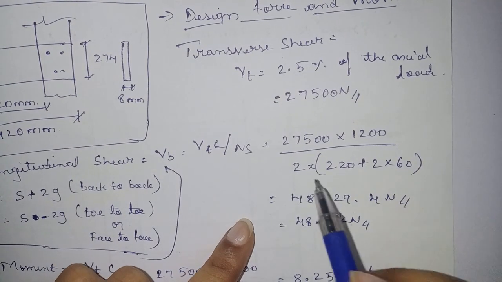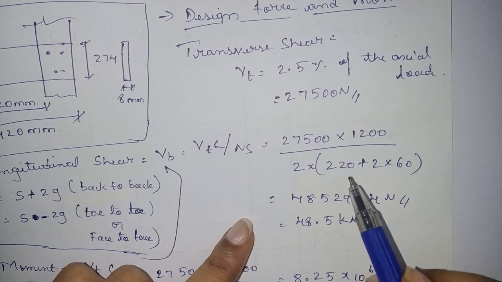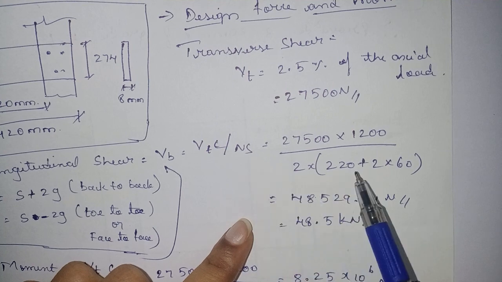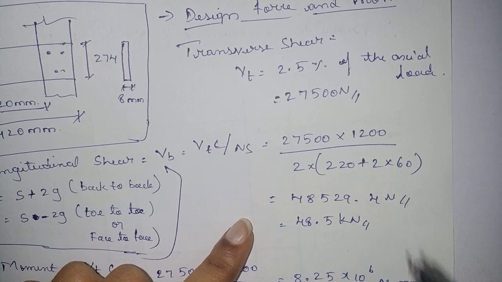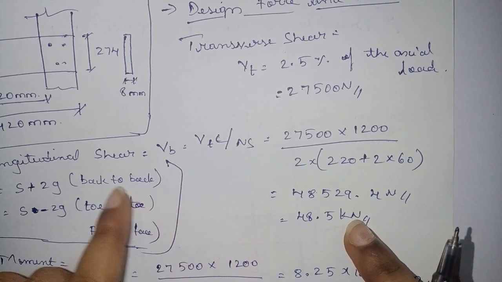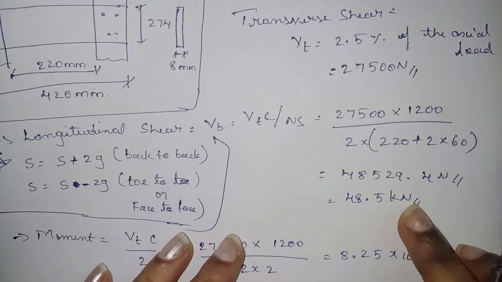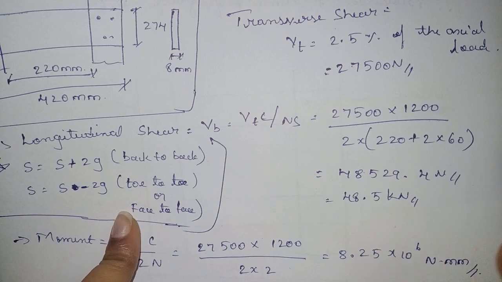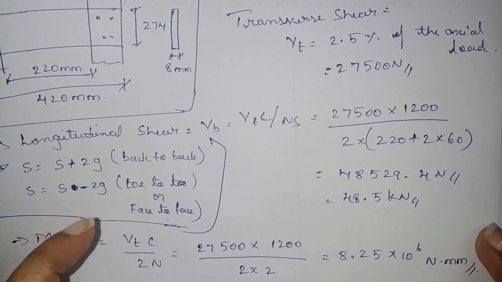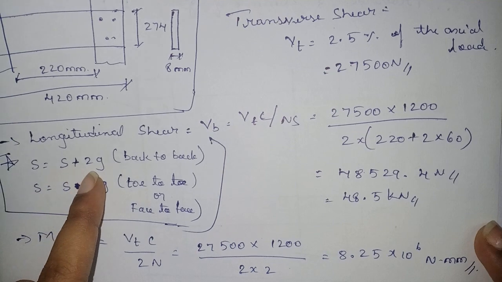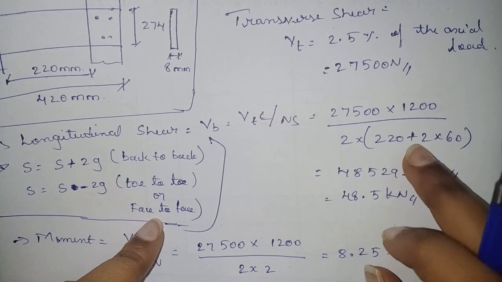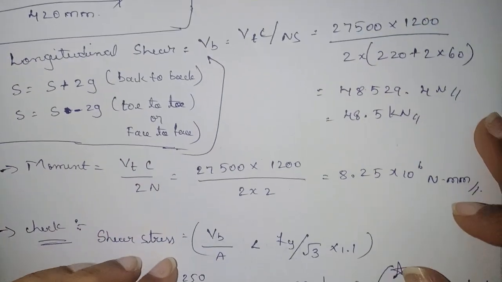I hope you got this. So N will be 2, because we are giving 2 channel sections here. So next 2 sides we are connecting, and S will be spacing between that plus 2 times of G on the either sides. So that will give you what is longitudinal shear. Got it? So one thing you need to remember here, this is the only thing that will change in the back to back and toe to toe or face to face. S plus 2 times of G here, or if you go for face to face or toe to toe, S minus 2 times of G. That is the only change.